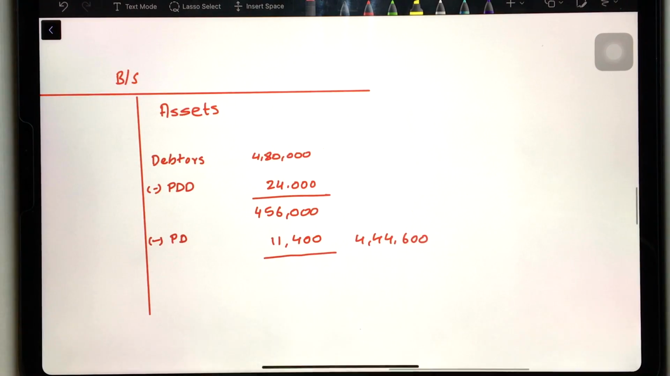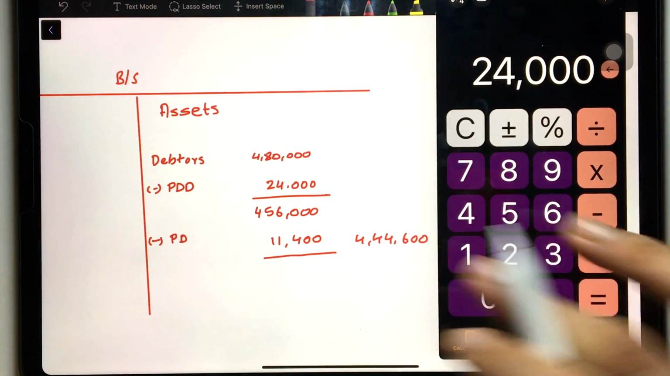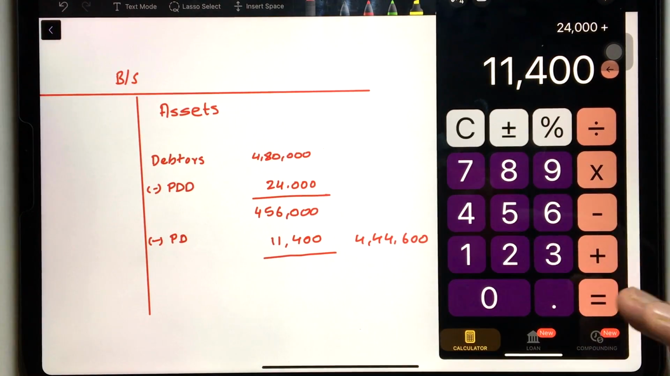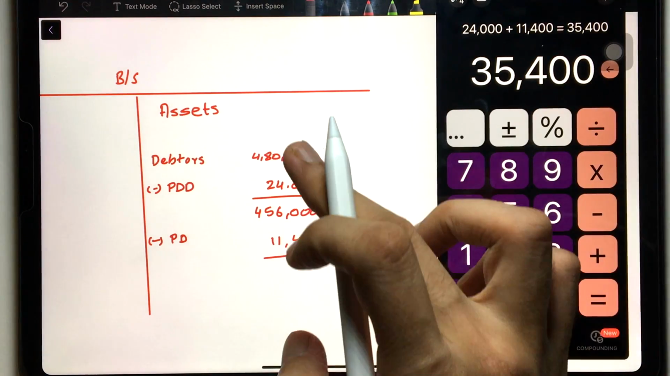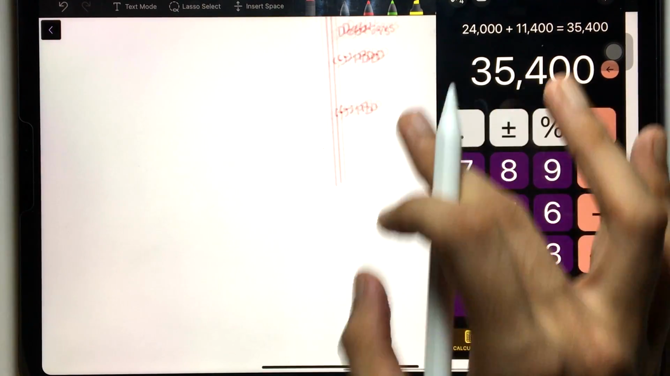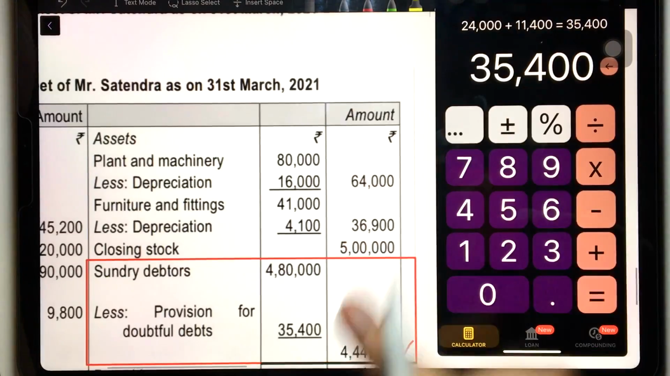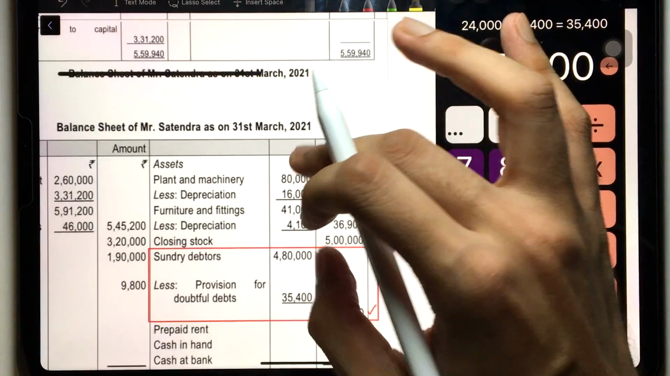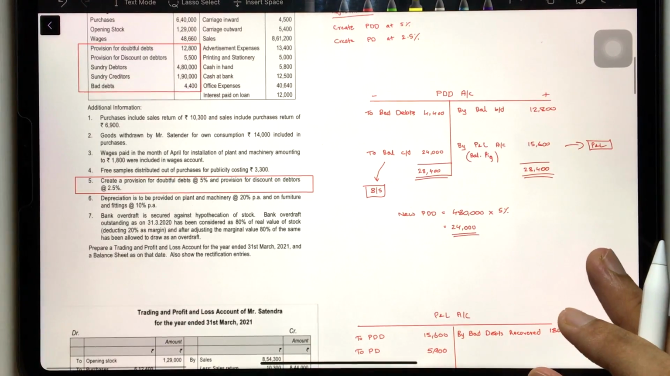What the study mat has done, what the RTP has done, they have done it like this. See, 24,000 now. They have calculated everything separately plus 11,400. This and this has been added. That's equal to 35,400. So directly 35,400 has been deducted from 4,80,000 and this amount is shown. See here, the balance sheet. 4,80,000 minus 35,400. So it's not a good idea. Do it separately. Do proper presentation. Okay. Fine. So you can understand that it's really simple now.